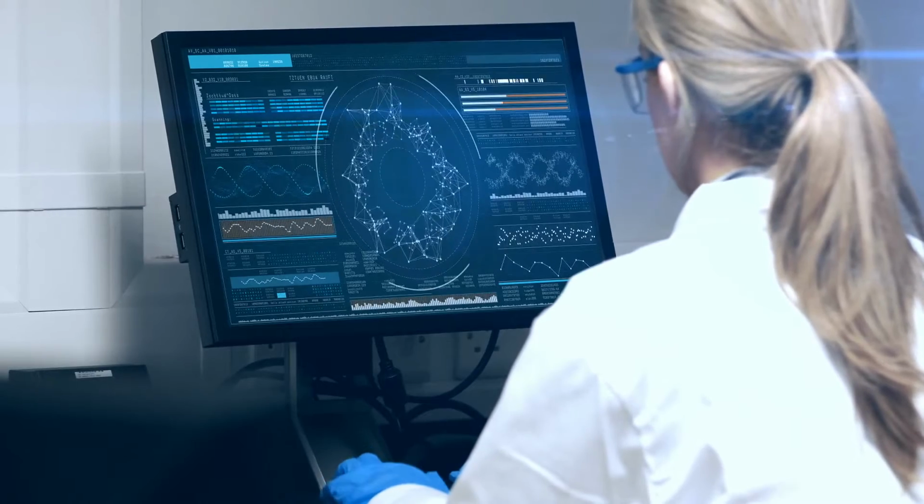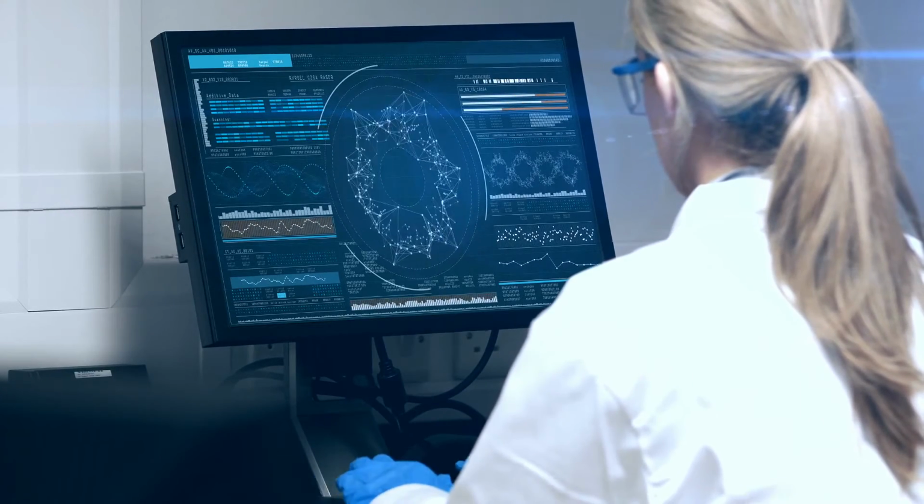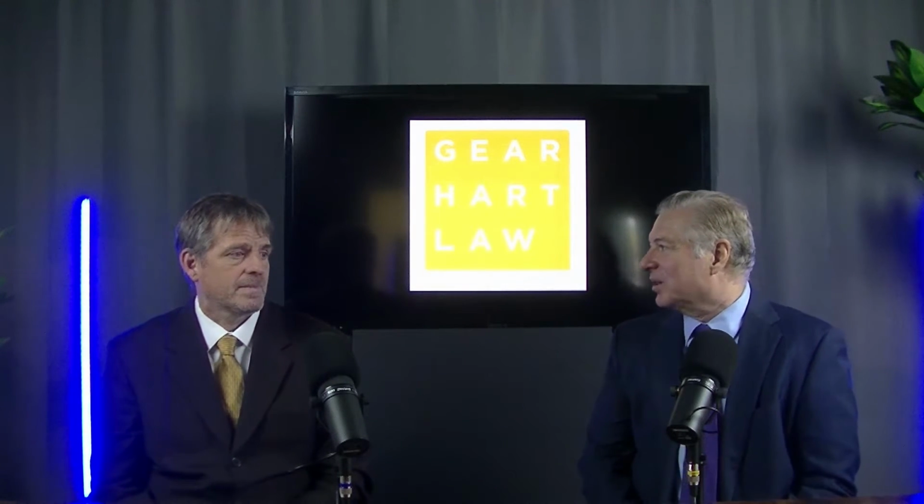And so we're going to be talking about things that an inventor needs to know if they want to file a life sciences patent application. What is the first thing that an inventor needs to think about when they're filing a life sciences patent application?